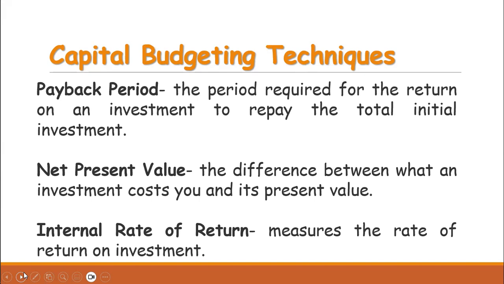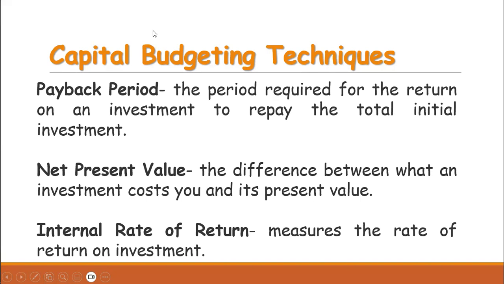Secondly, net present value is the difference between what an investment costs you and its present value. Cost means you have an expected return. Here we are considering 16% as an expected return, and it's different from the present value. If it is positive, it means your earning is more than 16%. If it's negative, it means your return from the business is less than 16%. Internal rate of return measures the rate of an investment, what we are exactly earning from our business. It gives us that picture.